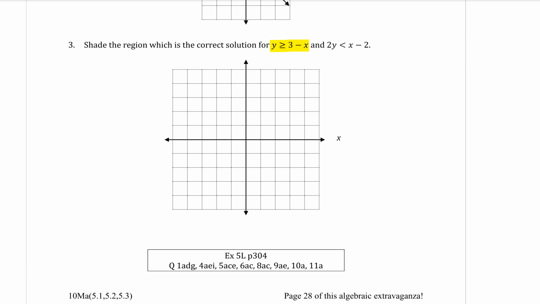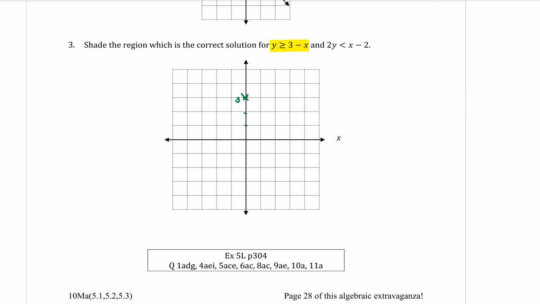The first thing we do is sketch that line, ignoring the inequality part, just by finding the y-intercept and the gradient. So what is the y-intercept? 3, good, it's the number that's by itself. On my graph, 1, 2, 3 is going to be there. You don't need to label every number on your axes, but you do need to show where the intercept is. What is my gradient? 1. Not just 1. Negative 1.